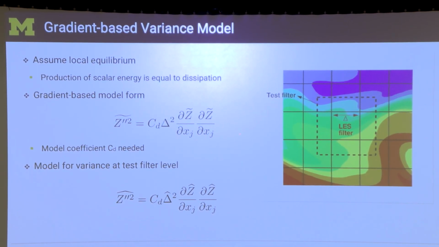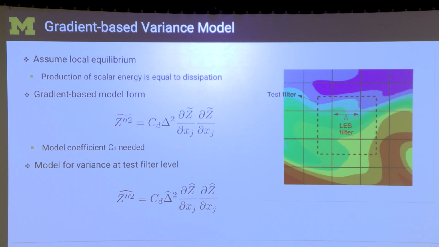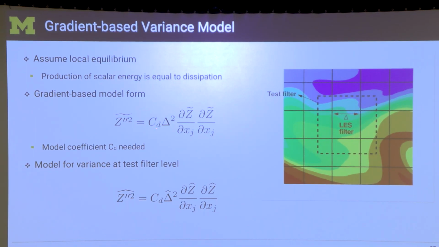The model here is what is called the gradient-based model. I say scalar variance is this coefficient CD times filter width squared times the gradient of mixture fraction squared. So this is my model. Of course, if delta goes to 0, I do no filtering, and the variance will become 0 because everything is resolved. There is no scalar variance; there's only one value for each cell.